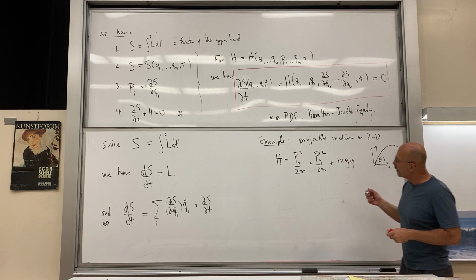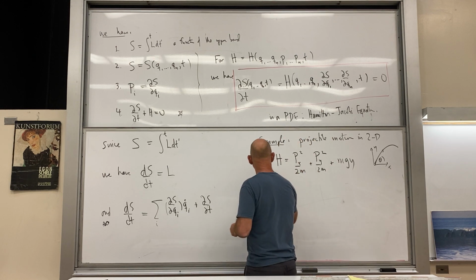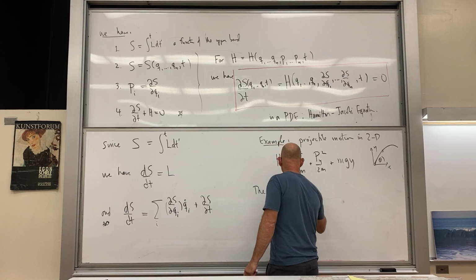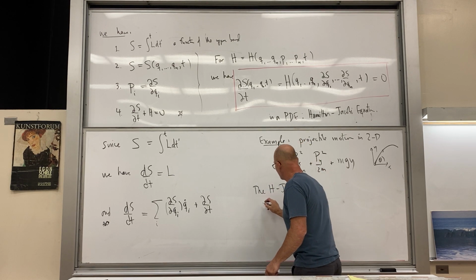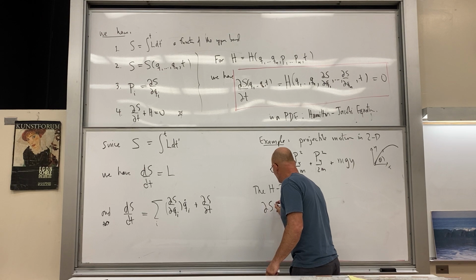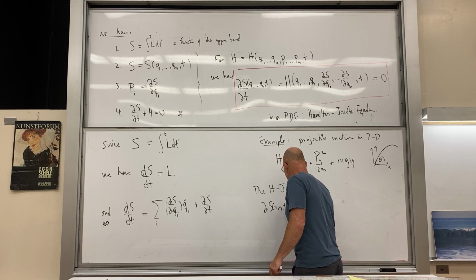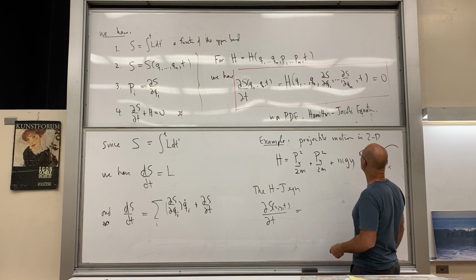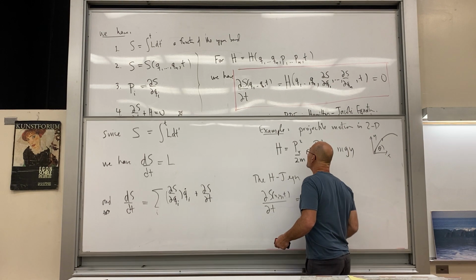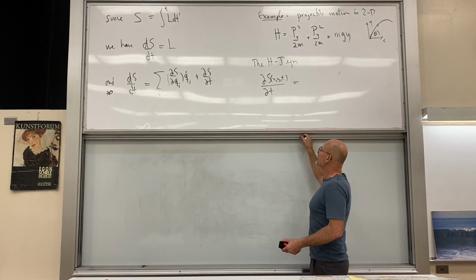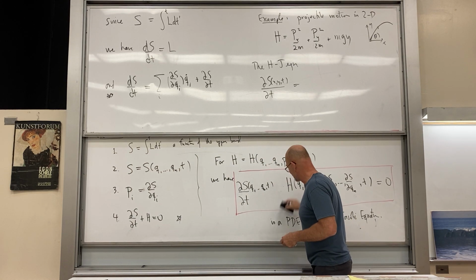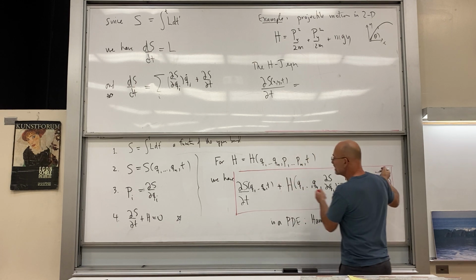And the Hamilton-Jacobi equation would then be dS of x, y, and t, dt is, I see I put a minus. Catching our mistakes in real time. This is supposed to be a plus sign, plus H equals 0.